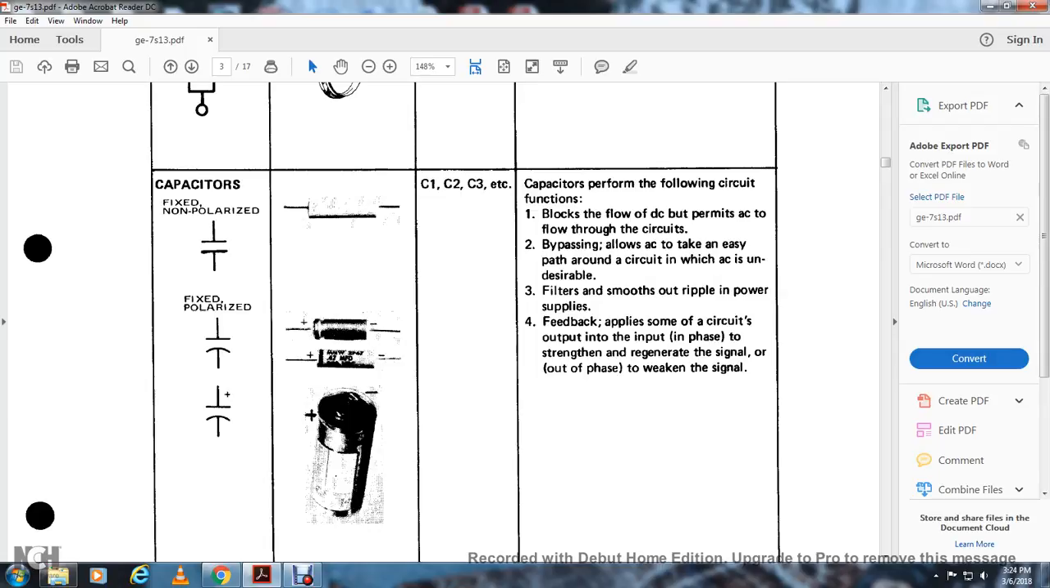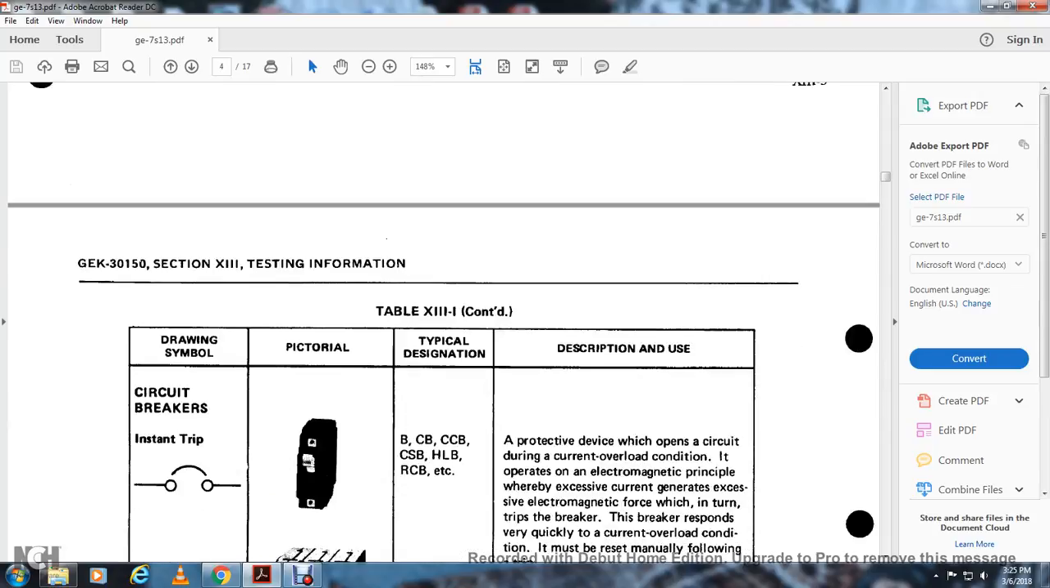The capacitors perform the following circuit functions. 1. Block the flow of DC, permit AC to flow through the circuits. 2. Bypass: allows the AC to take an easy path around the circuit, where the AC is undesirable. 3. Filter: smooth out ripple in the power supplies. And 4. Feedback: applied from the circuit output into the input, in phase to strengthen and regenerate the signal, and out of phase to weaken the signal.